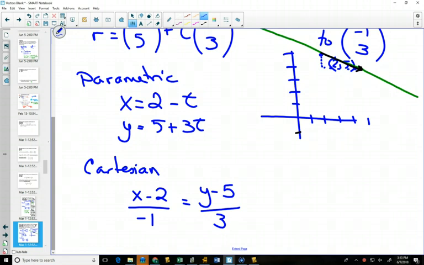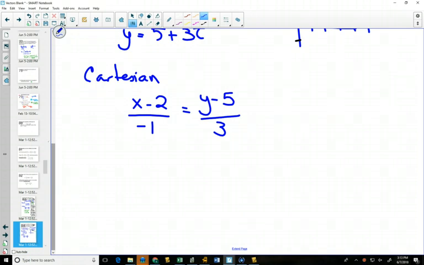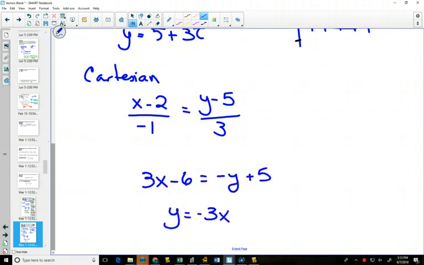You want to make it y equals mx plus b? Okay. So I would multiply both sides, so we get 3x minus 6 equals -y plus 5. And y is equal to -3x plus 11.